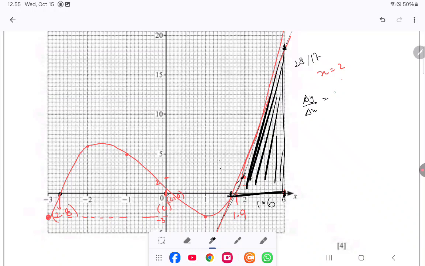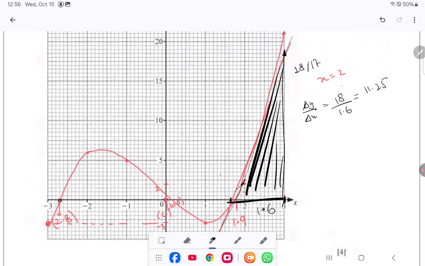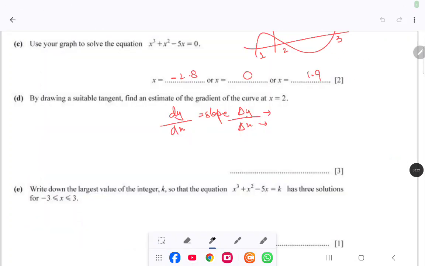So this is our 18, which is y, and 1.6, which is our x, is equal to 11.25. This is the gradient of the line. So at x equals 2, we draw a straight line on which y gives the value of 18 and x gives the value of 1.6, and when we put it in change in y over change in x, it gives the value of 11.25.